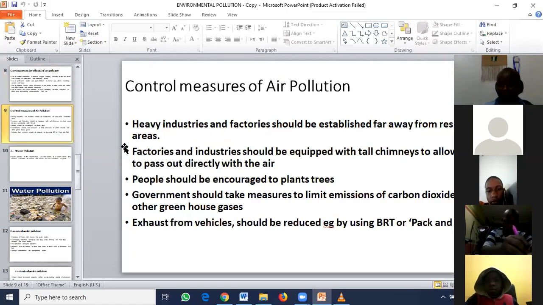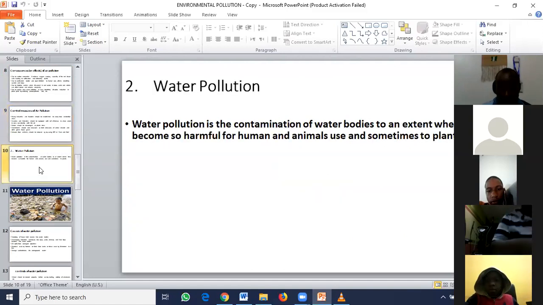The last class too, we talked about how we can control air pollution. We listed the ways by which we can control air pollution to include siting industry far away from residential areas, planting of trees, government taking measures to reduce the rate of releasing carbon dioxide into the air, and use of park and ride. The second concept was water pollution, which is about polluting the water body.